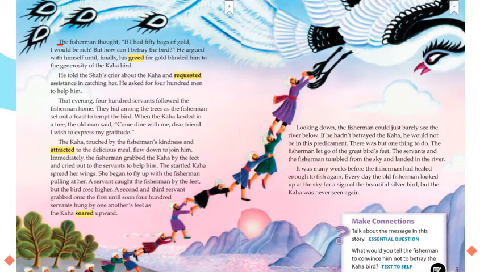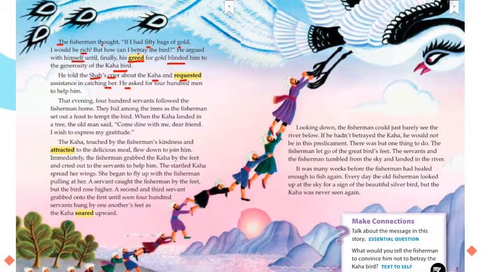The fisherman thought, "If I had 50 bags of gold, I would be rich. But how can I betray the bird?" He argued with himself until finally his greed for gold blinded him to the generosity of the kaha bird. He told the Shah's crier about the kaha and requested assistance in catching her.